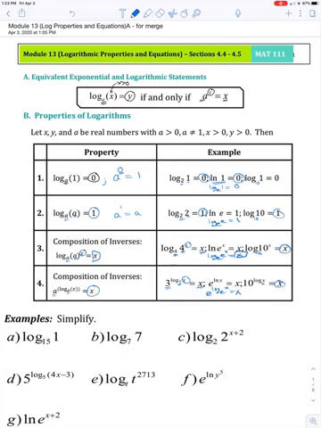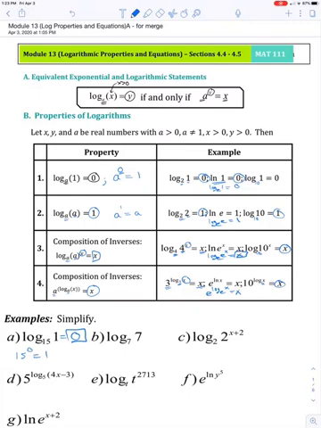So looking at example A here, log base 15 of 1. Well, what does it simplify to? We know the log of 1 will always equal 0. It doesn't matter the base. And we could check it, right? 15 to the 0 power is 1. Yeah, the power to which we raise our base to get x, that's what that log equals.